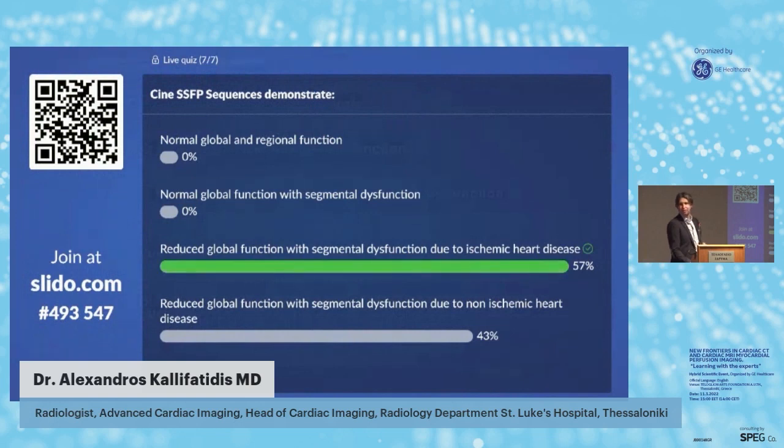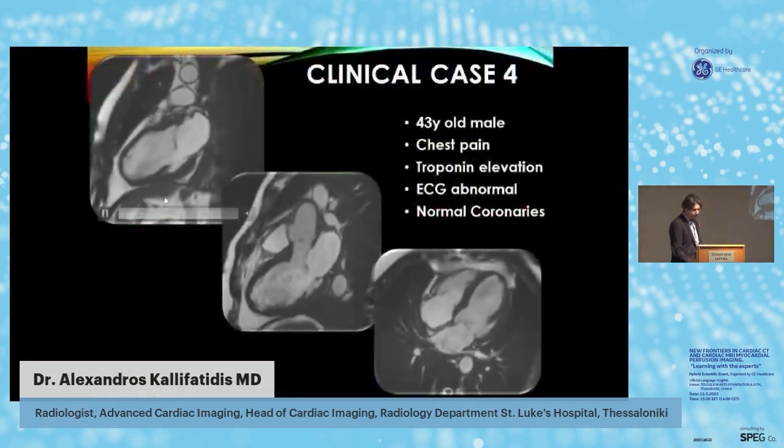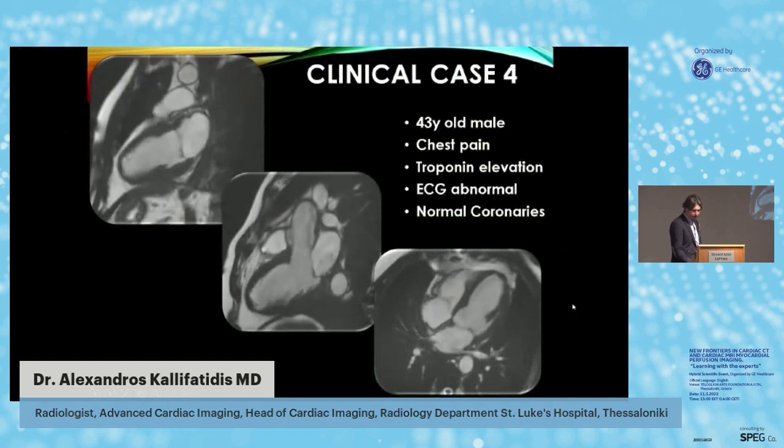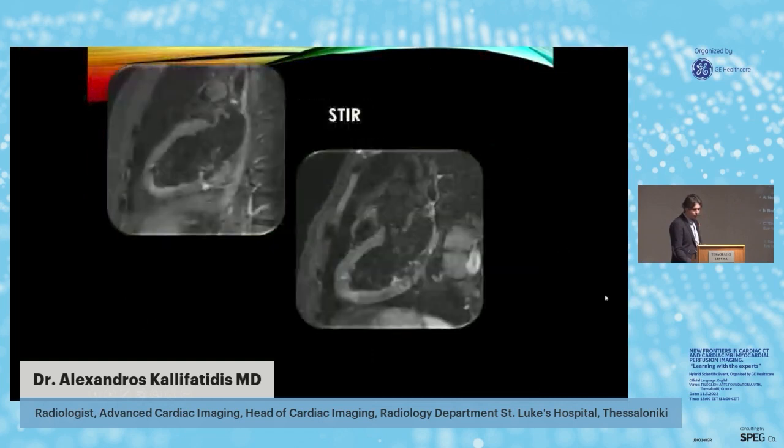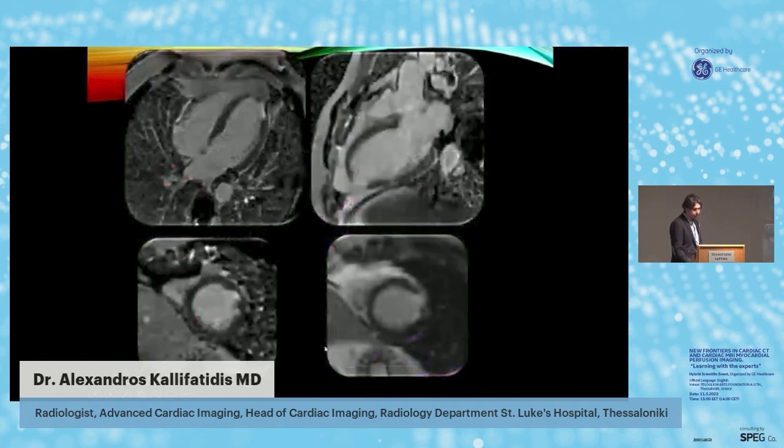Okay, very good. I think that most of you answered correctly. And that was a case with a slightly impaired global function. We see the segmental dysfunction mostly here in the apical part. You can see nicely also in this projection in 3-chamber view and 4-chamber view, associated with edema in this affected area, and we can see with late enhancement, with mapping and after with late enhancement, this non-ischemic pattern of enhancement, not affecting the subendocardial layer, and that was a case of Takotsubo.